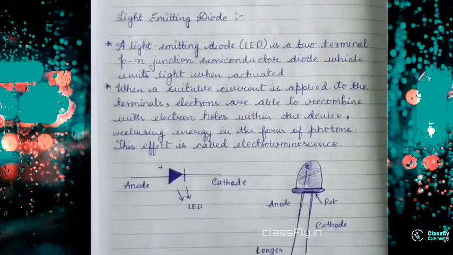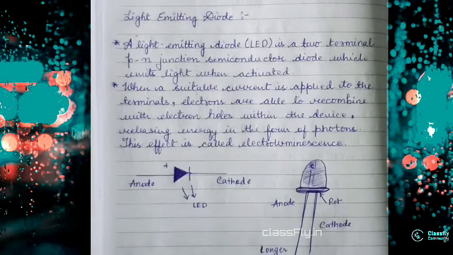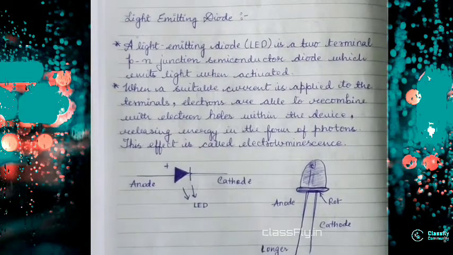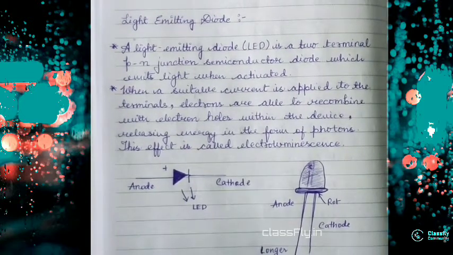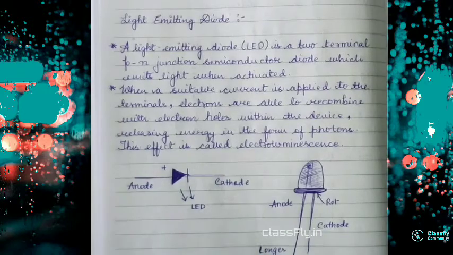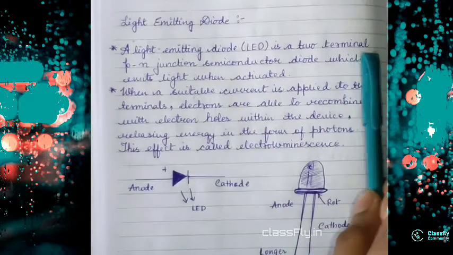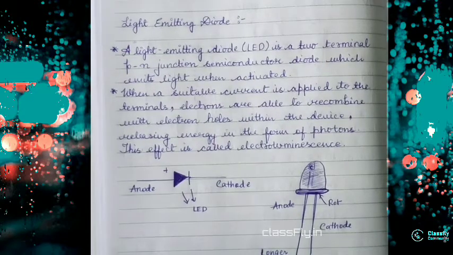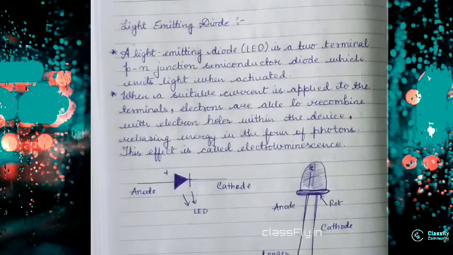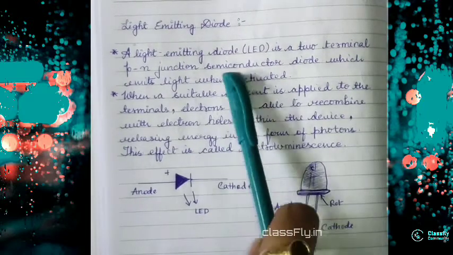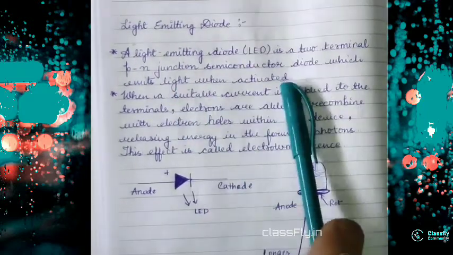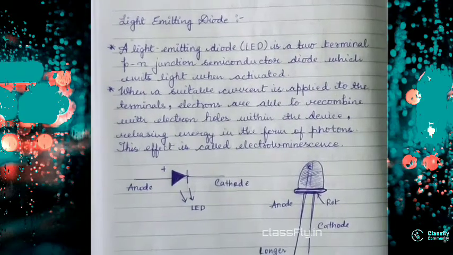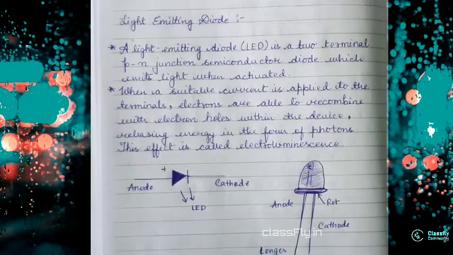Now we will study the light emitting diode. A light emitting diode is just the opposite of the photodiode which we recently covered. A light emitting diode is a two terminal PN junction. It is also a PN junction, but it is in the forward bias condition, just opposite of a photodiode. It emits light when activated, so whenever it gets a flow of current, it will get activated.